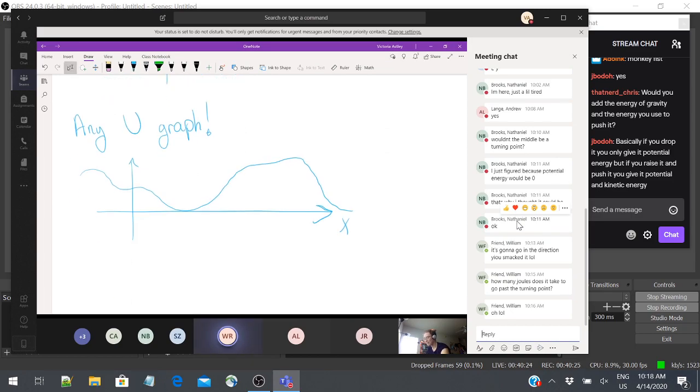So this could be just like a hill. This is like a hilly landscape, right? And you are longboarding. So let's say you start right here, and you just step onto your longboard at that location. What's going to happen?